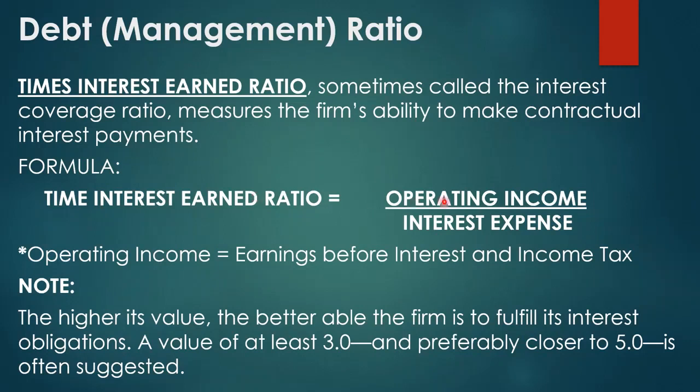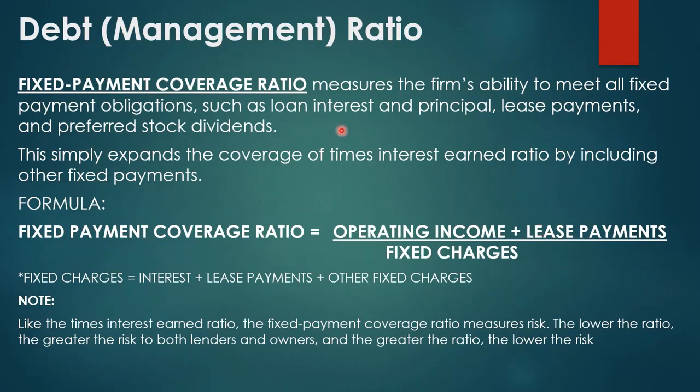kung kay time interest earned ratio, interest expense lang ang inano niya, kay fixed payment coverage ratio, mas dinamihan niya pa yung coverage, which is makikita natin dito sa formula. Fixed payment coverage ratio is equals to operating income plus lease payments divided by fixed charges. Ito si fixed charges, makikita natin, is composed of interest, lease payments, and other fixed charges. So, it expands more. Yun yung importance ni fixed payment coverage ratio.